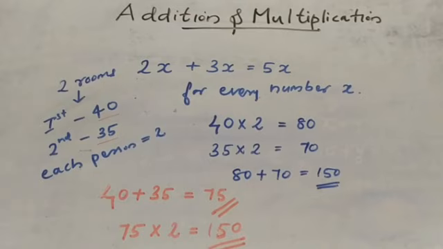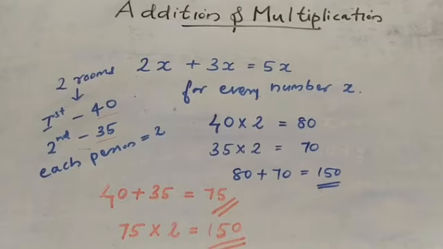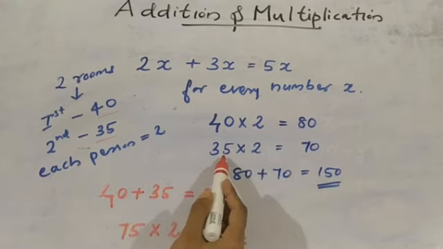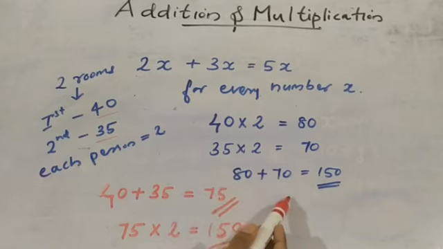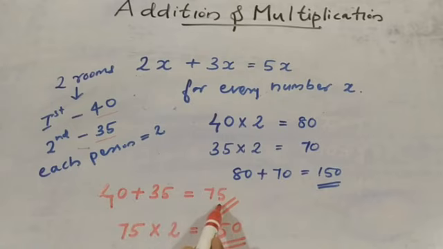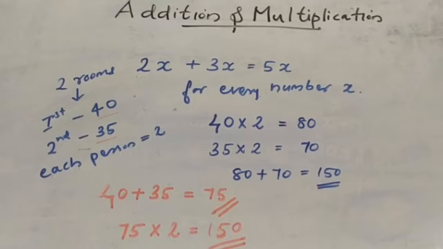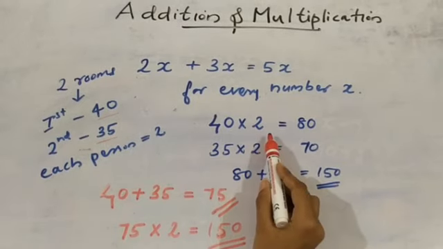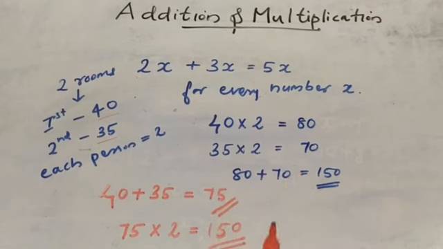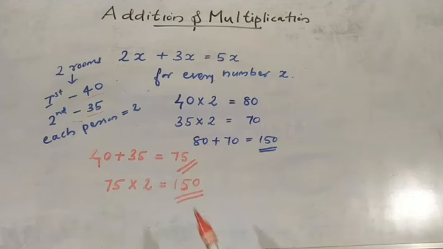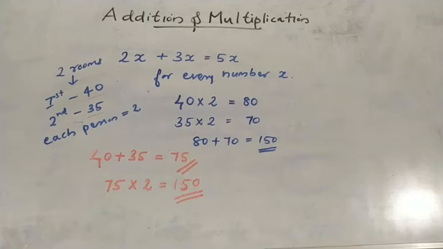What do we see here? Instead of multiplying 40 by 2 and 35 by 2 separately and then adding both, we need only multiply their sum by 2, right? Instead of multiplying 40 by 2 and 35 by 2 separately, we can find the sum and multiply it by 2. Instead of doing it separately, even if we add the total first and then multiply, we get the answer.